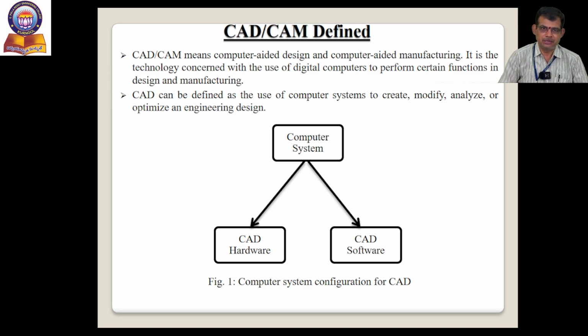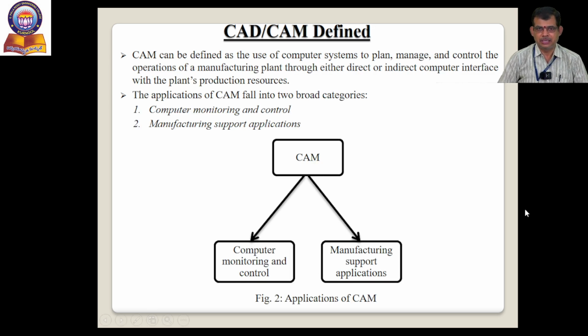So CAD can be defined as the use of computer systems for the creation, modification, analysis, and optimizing of an engineering design. The computer system which we are using for the design activity has 2 different configurations, the CAD hardware as well as CAD software. What are this CAD hardware and CAD software? Before proceeding to that, we must discuss some more things about this CAD/CAM.